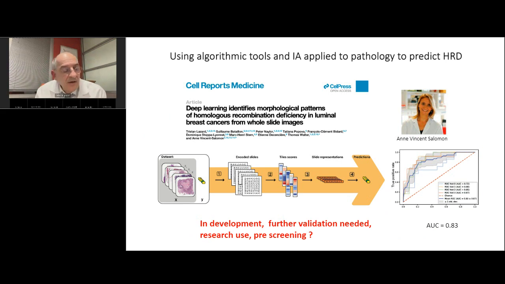A last way, I will not go through all HRD solutions, but just mention this, the work of this French woman, again, Anne Vincent Salomon, who is using algorithmic tools and AI applied to pathology to see HRD profiling. And they have very promising results published recently with an AUC of 0.8 as compared to the Myriad test. So it's encouraging, but again, we need some further validation for use of pre-screening of this solution.